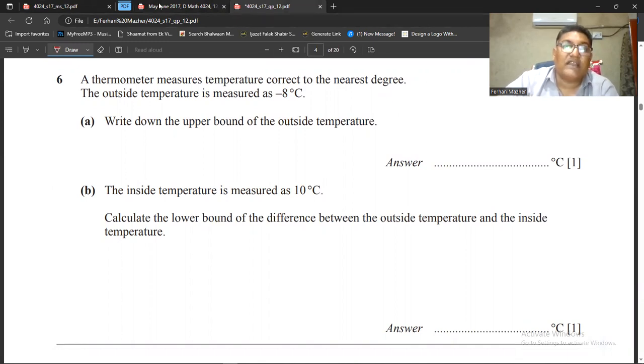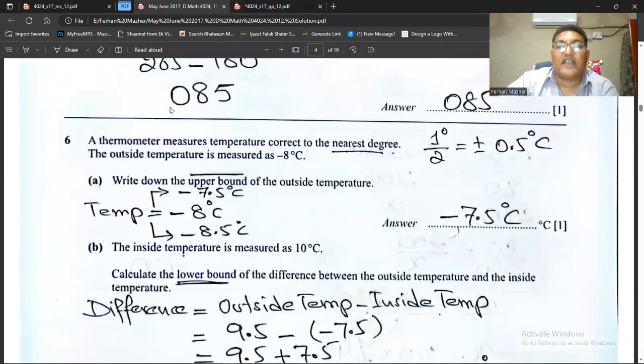Because this is correct to 1 degree, I will take 1 degree and divide it by 2. You'll get 0.5 degrees, and with it write plus or minus. Now the temperature outside is -8 degrees centigrade. If you add 0.5 to it, you get the upper bound. If you subtract 0.5 from -8, you get the lower bound. So the upper bound will be -7.5 and the lower bound will be -8.5.